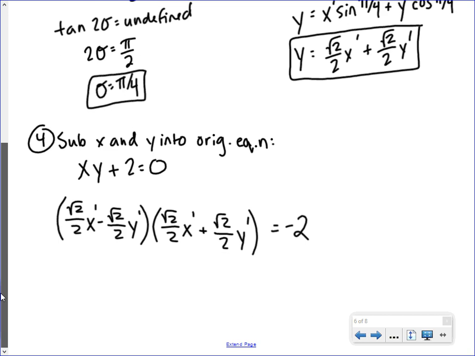Okay? Now, this does not look like anything from our previous sections, so it means I have work to do. I'm going to multiply this out.